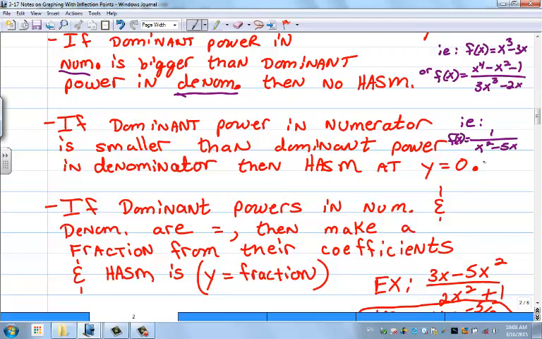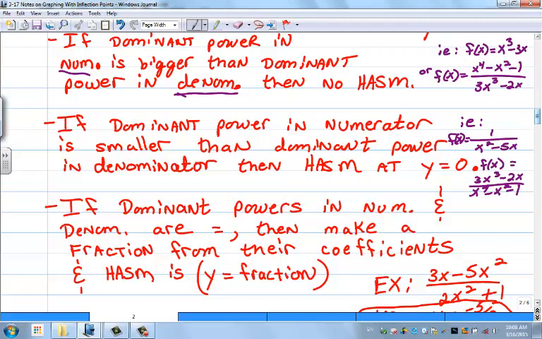Another example, f of x equals, like I said, you could just flip that up there. 3x cubed minus 2x over x to the 4th minus x squared minus 1. That would have a horizontal asymptote at y equals 0. Okay, so that's what those look like.